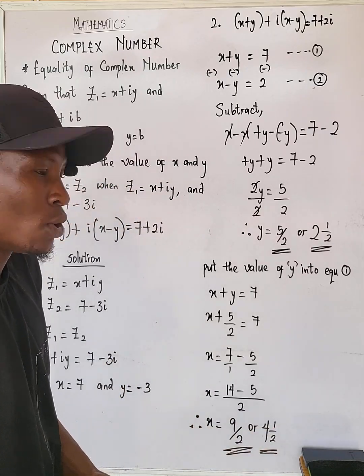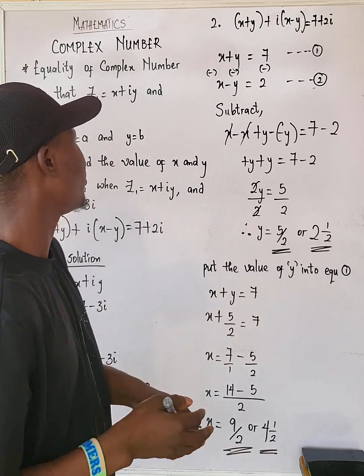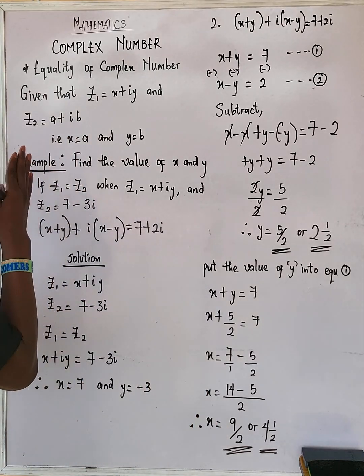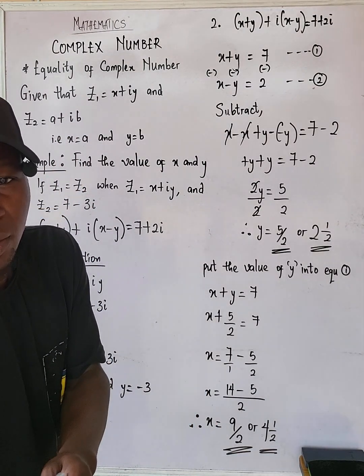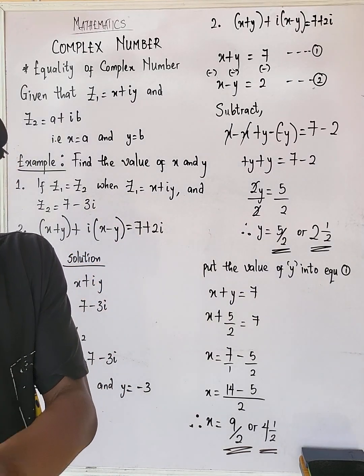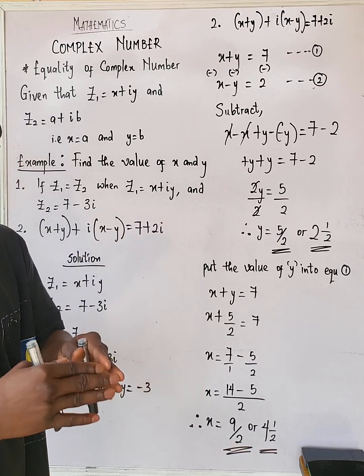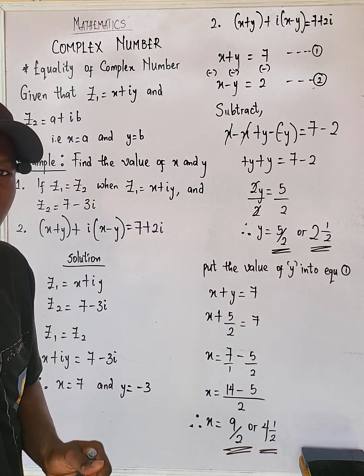Do you understand now? So I hope you understand equality of complex number. So when you are given equality of complex number, the real part of the first complex number is equal to the real part of the second complex number, while the imaginary part of the first complex number is also equal to the imaginary part of the second complex number.